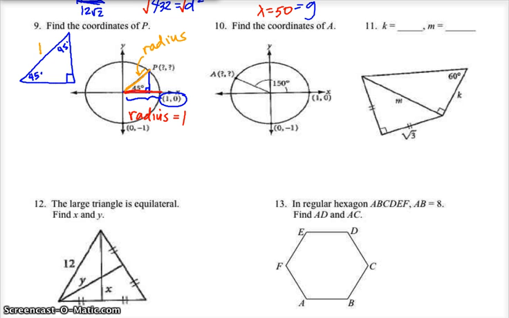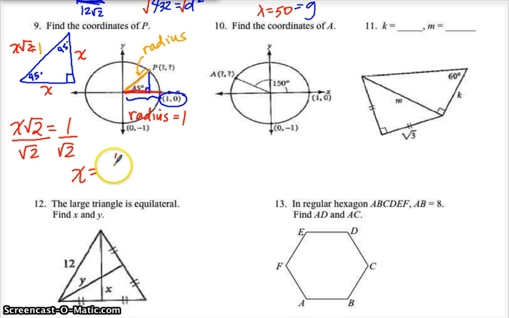Okay, let's be careful here. The rule says that in a 45, 45, 90-degree triangle, we start with these sides. If these are x, then the hypotenuse is x root 2. But I just found the measure for the hypotenuse, so I have to set x root 2 equal to 1. So how do I solve for x? I simply divide by root 2, so x equals 1 divided by root 2.